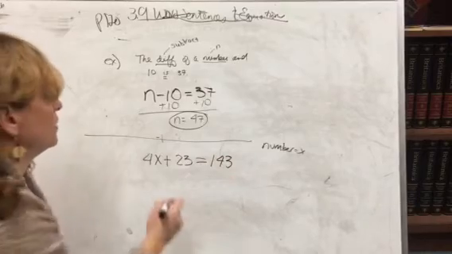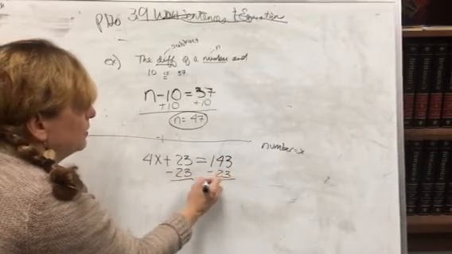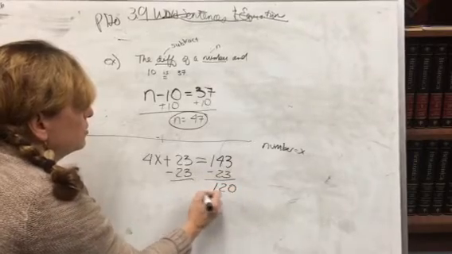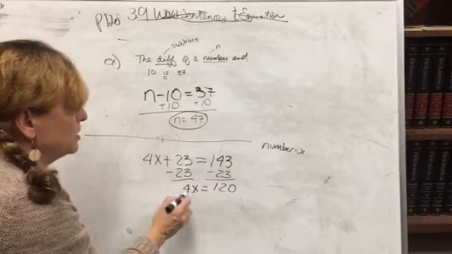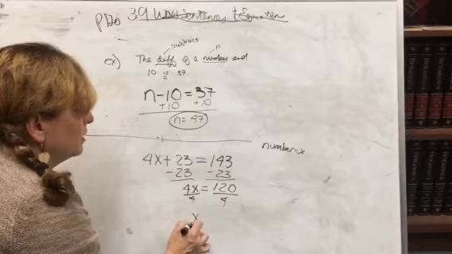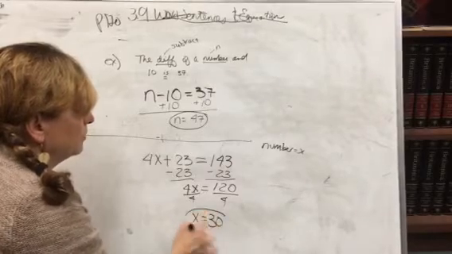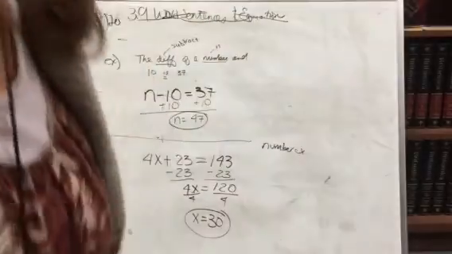Now just solve the equation. Minus 23 on both sides. Whatever you do to one side, you have to do to the other. So you get 4x equals 120, and you should know this is multiplication. To get rid of the 4, you need to divide. So x equals 30. Let me just get my eraser to do the next one.